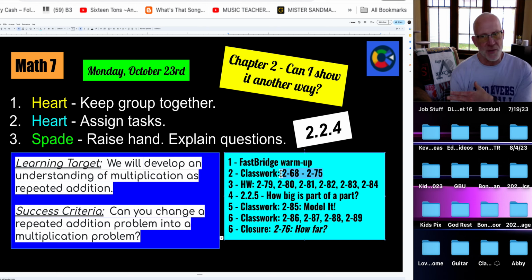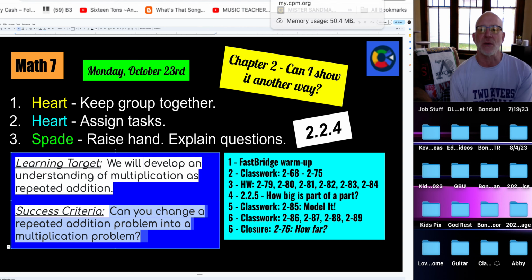We're going to do some think, pair, share, and we're going to work through those together. You'll go on your own, work with your group, and then share ideas on the big wheel. Learning target today: we will develop an understanding of multiplication as repeated addition. And our success criteria: can you change a repeated addition problem into a multiplication problem?